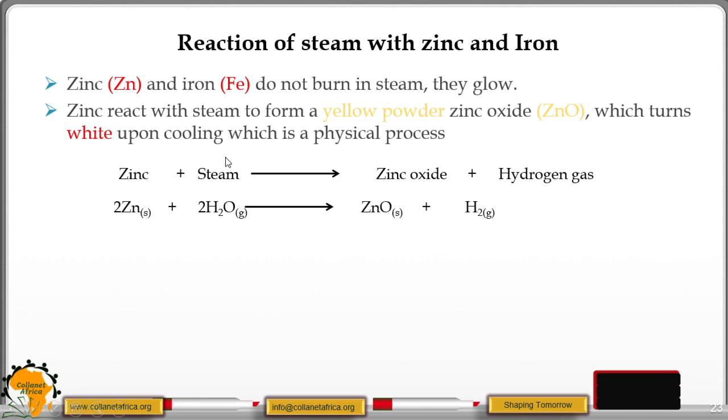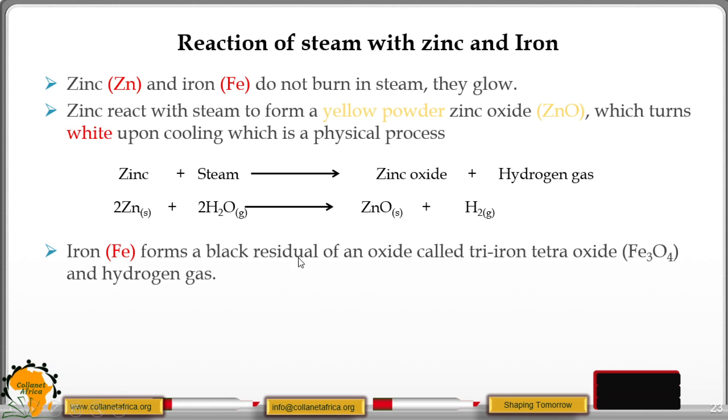So this is the equation: zinc plus steam. It's a word equation to give us zinc oxide plus hydrogen gas. Mind you, in this case, when you're reacting with steam, you don't get a hydroxide. Rather, you get an oxide. You have to know that very carefully. In the previous reaction between metal and liquid water, we were obtaining a hydroxide. But in this case, with steam, you get an oxide. And this is the chemical equation.